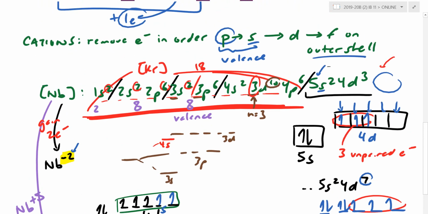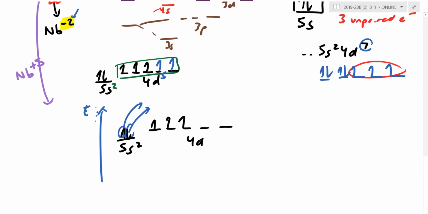Once the 5s2 is gone, there's no point in writing it there. Then we're going to come back and drop the 4d electrons, and in the end we're going to cancel out the whole thing. So niobium here will be isoelectronic with just a krypton up there. So we have pulled off the 5s. So remove 5s before 4d, even though the 4d were the very last ones there.